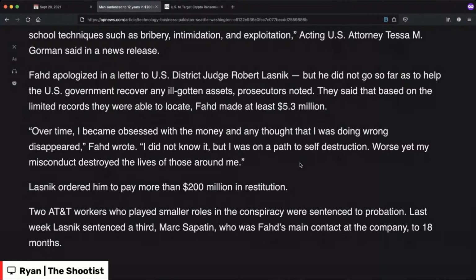And it says, while he apologized, he did not go so far as to help the United States government recover any ill-gotten assets, he noted. They figure he made at least $5.3 million. So I know he's probably thinking right now he'll stay in prison for a short period of time, and that money's going to be waiting for him once he gets out. So I'm just curious, it's in Bitcoin? Yeah. The government regulates that. Yeah. He has all of his money in Bitcoin, and that way he can get it when he gets out. So how was he doing this?